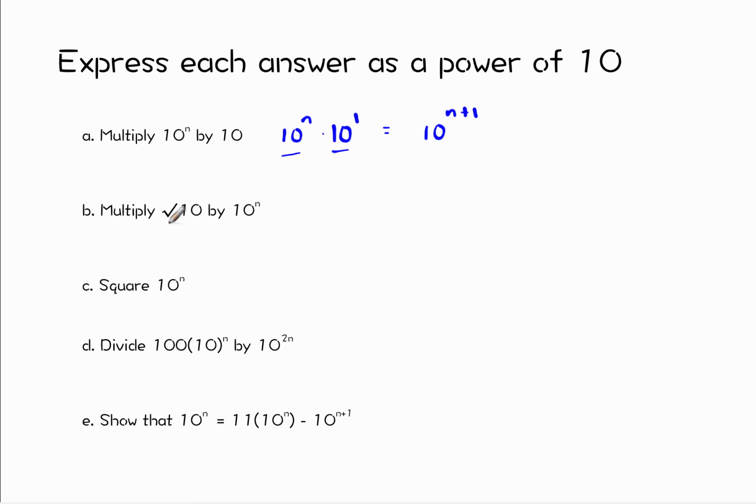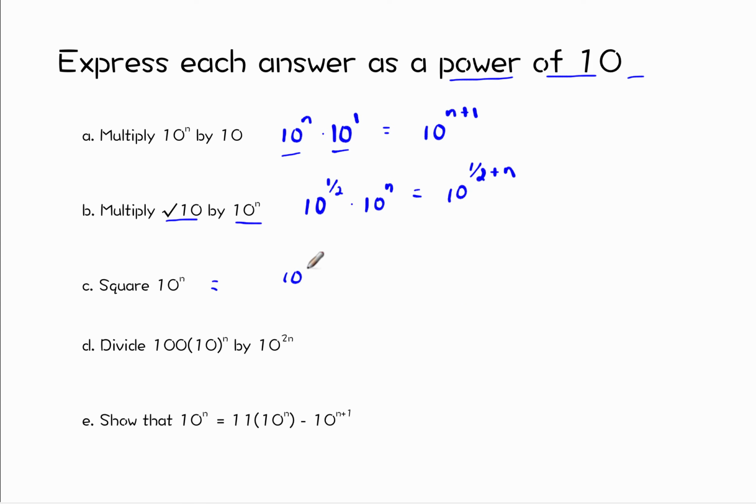Okay, this one is saying take the square root of 10 and multiply it by 10 to the n. So 10 square rooted means 10 to the 1/2. And I want to multiply that by 10 raised to the n power. I have like bases, awesome, so it's a base of 10. And when I'm multiplying, I simply add exponents together. Now it doesn't look nice, but we're doing what the problem said. Express each answer as a power of 10.